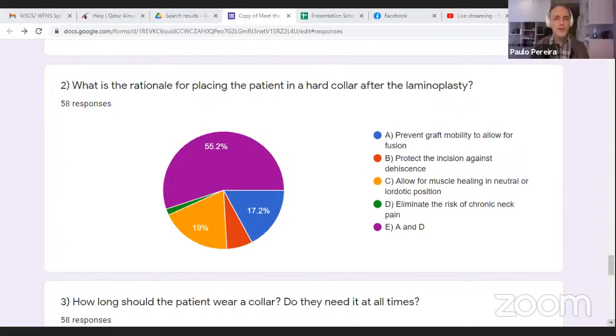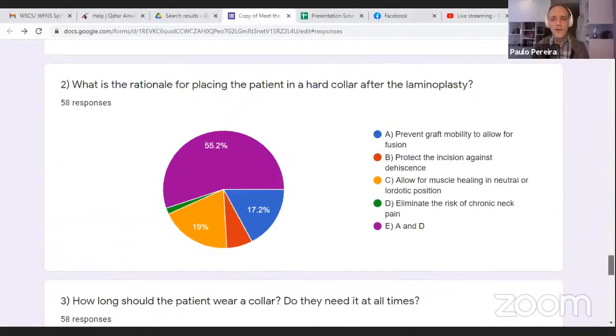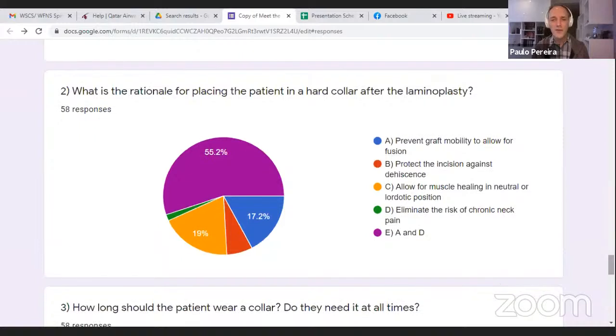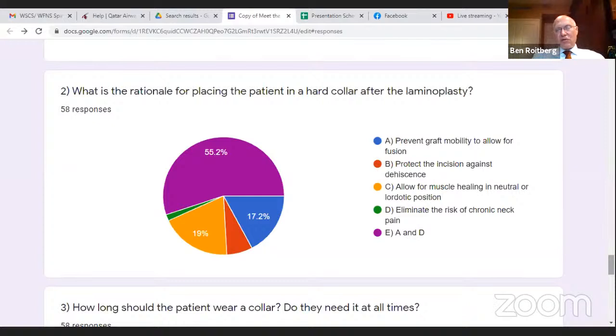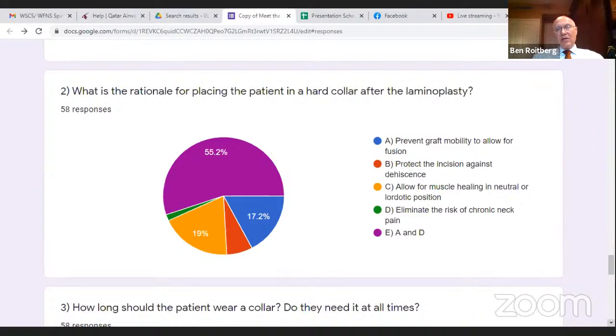But Ben, don't you think that using a hard collar can really cause some muscle atrophy, and in the end contribute to chronic neck pain? Absolutely, that's why it's only 3 weeks or so. That's why I never wanted to continue for longer. The rationale for 3-4 weeks is that's about the time that it takes for the muscles to reattach.